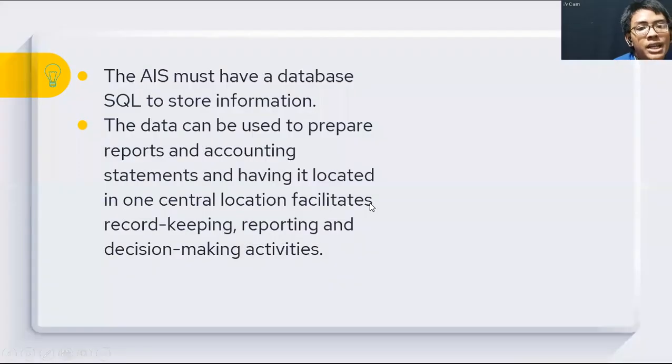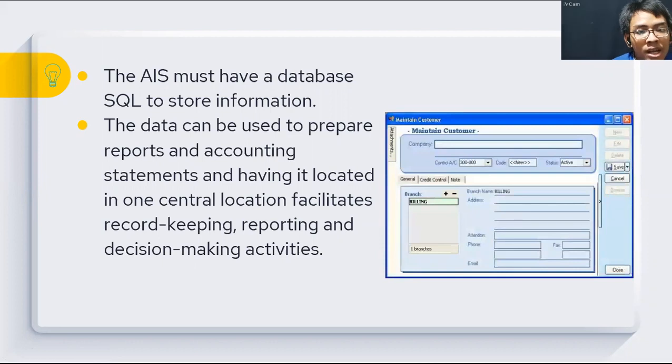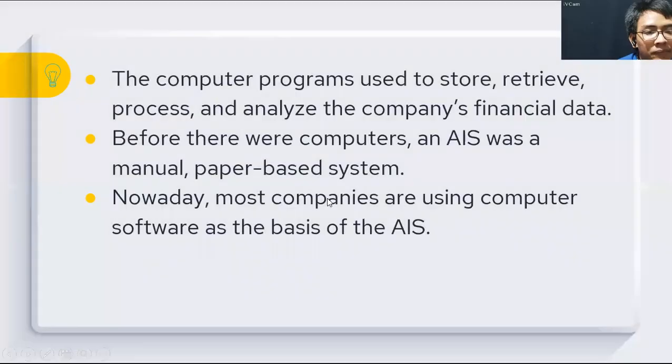Next, the data. The AIS must have a database structure query language to store information. This data can be used to prepare reports and accounting statements, and having it located in one central location facilitates record keeping, reporting, and decision-making activities. Then, the software: the computer programs used to store, retrieve, process, and analyze the company's financial data. Before there were computers, an AIS was a manual, paper-based system. But nowadays, most companies are using computer software as the basis of the AIS.